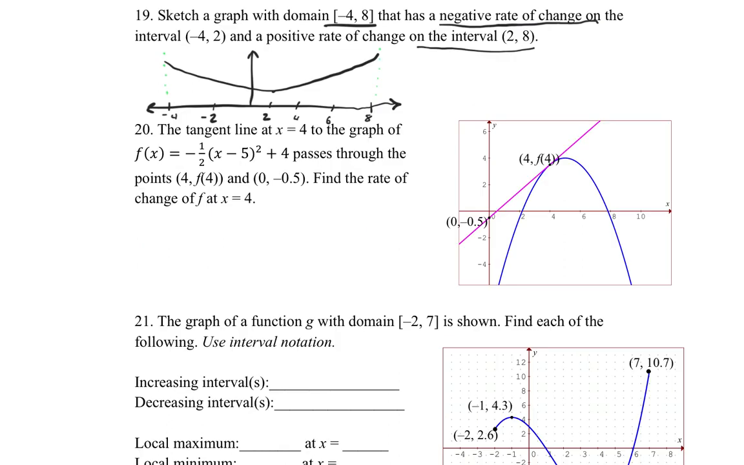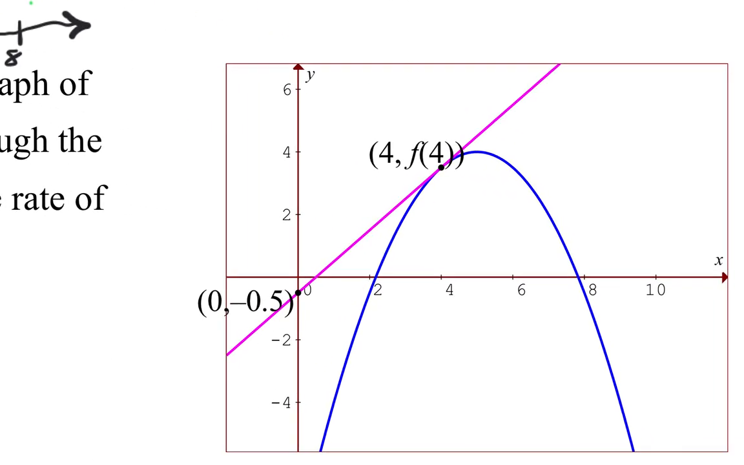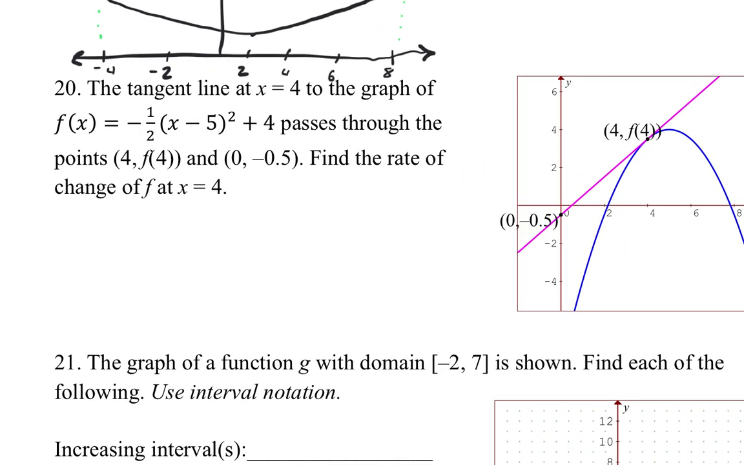Next, we have that the tangent line at x equals 4 to our graph passes through the points (4, f of 4) and (0, -5). So you want to find the rate of change of f at x equals 4. Something, I guess, cool about our tangent line is that it's going to have the same rate of change throughout. So from here to here, the rate of change is going to be the same as our function at that point. So first it's important to evaluate what is f of 4.